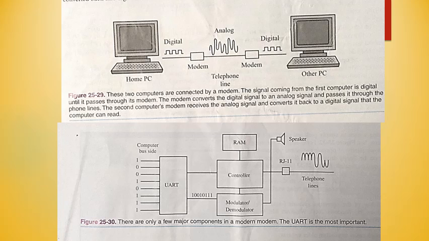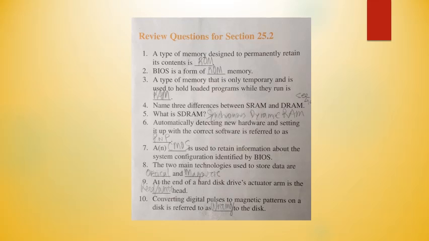The major chip responsible for how the modem works is called the Universal Asynchronous Receiver Transmitter, or UART. Refer to figure 25-30. The UART converts the parallel digital data into a serial stream of digital data, and then encodes the digital signal into a modulated or analog signal.